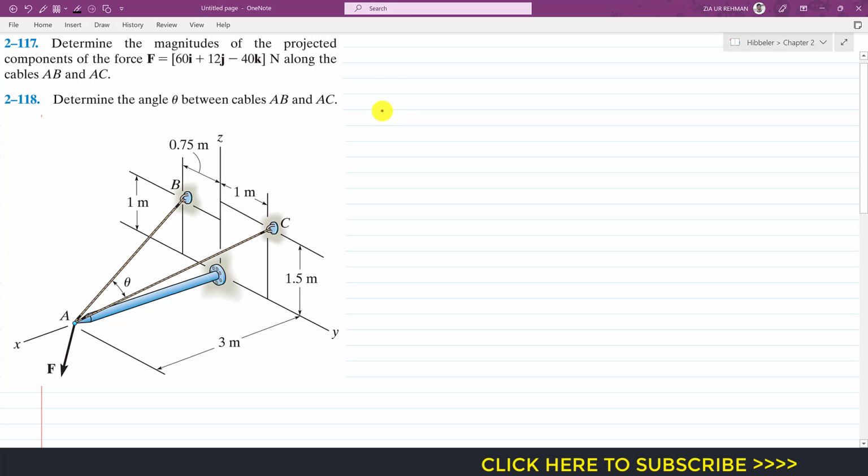So to find the components of this force F, we need to find the position vector from A to B and the position vector from A to C. So let's say that this is the position vector from A to B. We can find the unit vectors from A to B and from A to C, since the projection of F along AB will be equal to this Cartesian vector F times the unit vector along AB, and likewise along AC. So I will find the unit vector along AB. The unit vector along AB is equal to the position vector along AB divided by its magnitude.